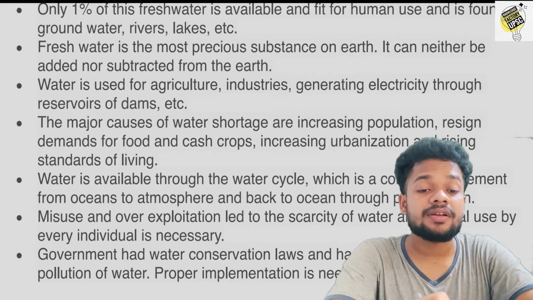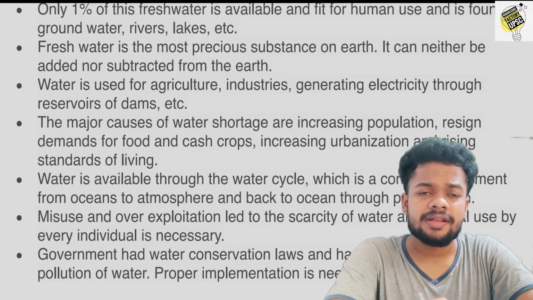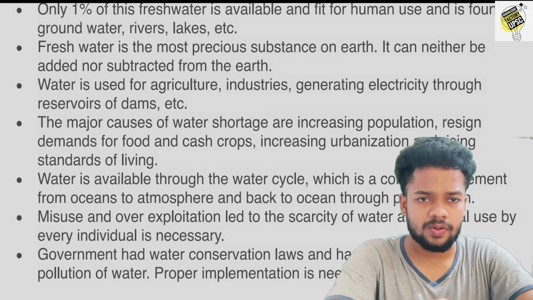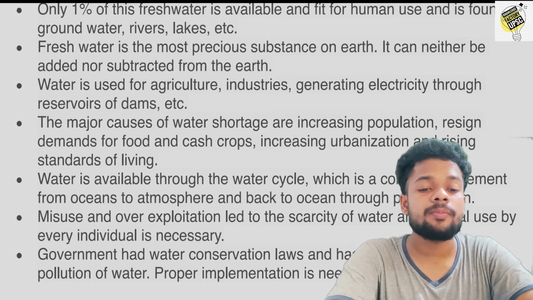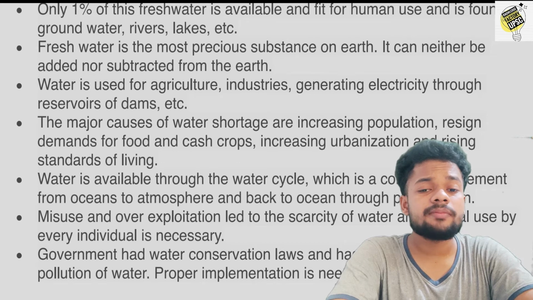Then water is available through the water cycle, and water is in constant movement from the ocean to the atmosphere and back to the ocean through precipitation. We have already discussed this concept in great detail. The government has water conservation laws and has made laws against the pollution of water, and proper implementation is needed, because water is an important concept.